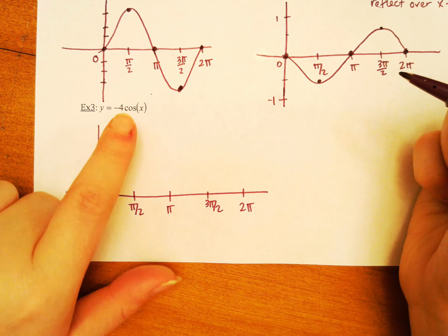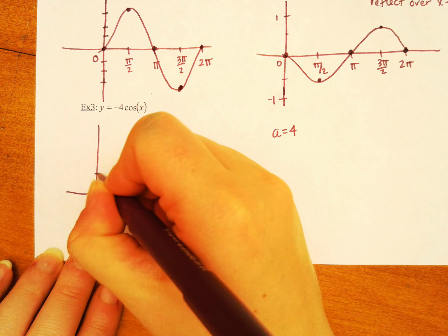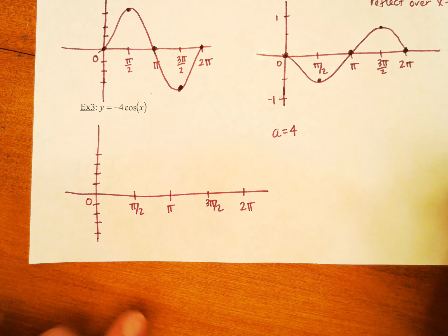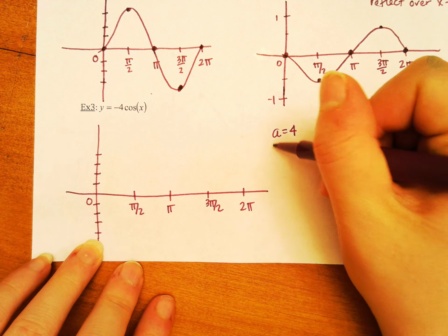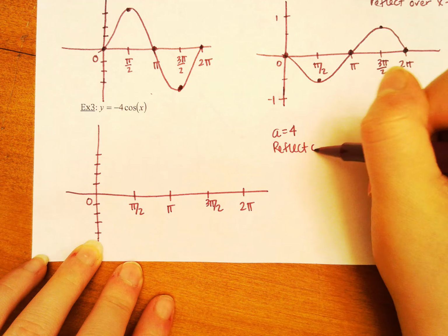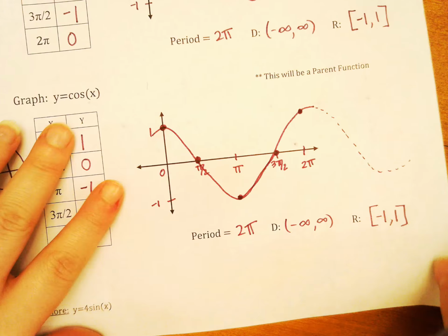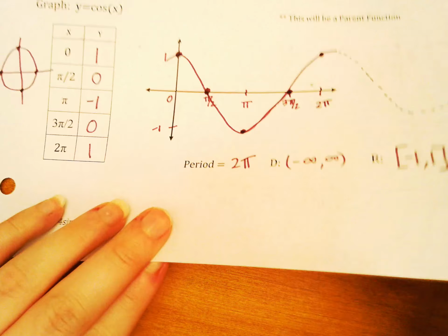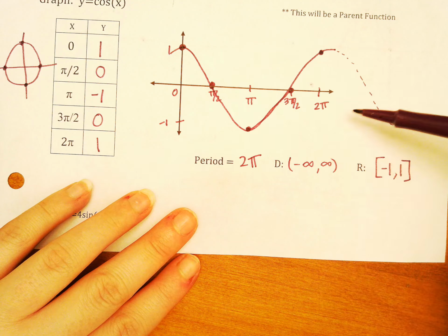I'm going to make a list of all my transformations. So I have this 4 out front, which tells me my amplitude is 4. That means that I'm going to go up to +4 and then down to -4 for my maximums and minimums. I also have not just a 4, but a -4, which means I'm going to reflect over the x-axis. So normally with cosine, we start here at 1 and then go down to some minimum, and go back up. If we're reflecting over the x-axis, this one is actually going to start down below. So we're going to look more like this.